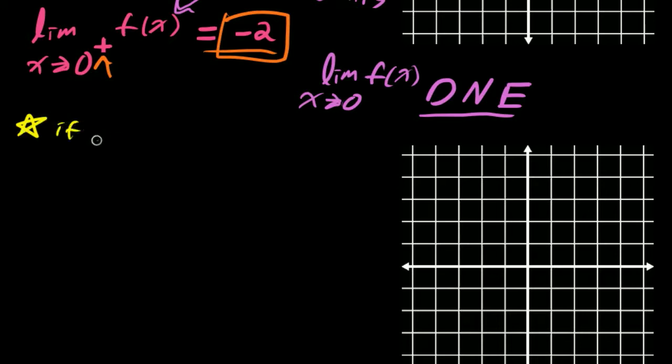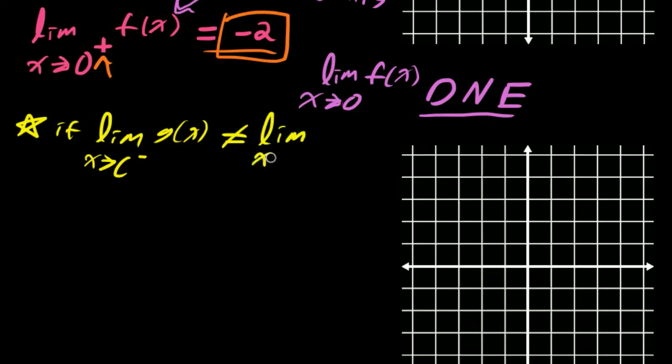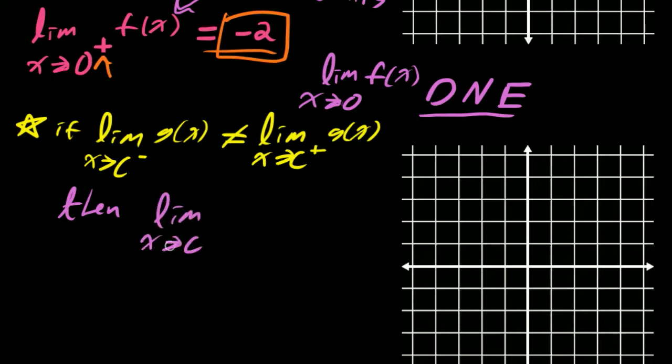Star it. So if the limit as x approaches c from the negative side of, let's just call it g of x, does not equal the limit as x approaches c from the positive side of g of x, then the limit as x approaches c, and that means as we approach c from either side, of the function g of x does not exist. So that is pretty much the big takeaway for this video.